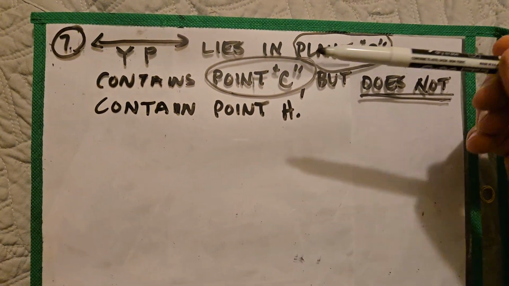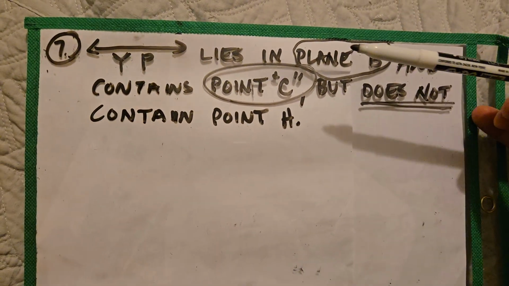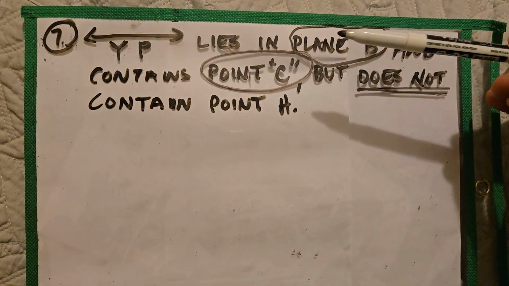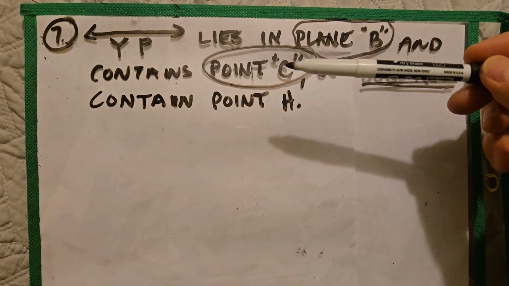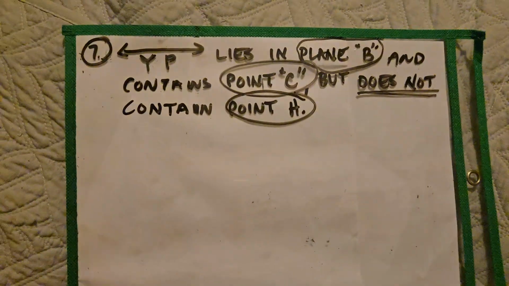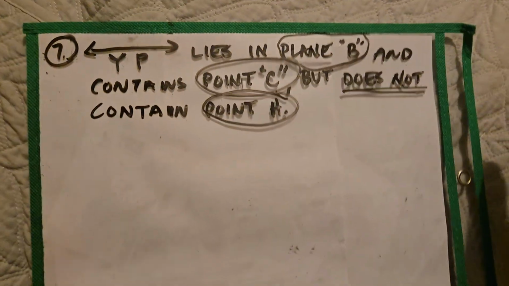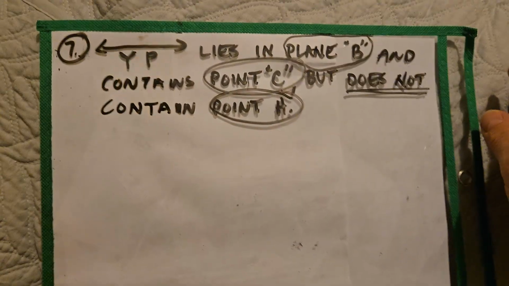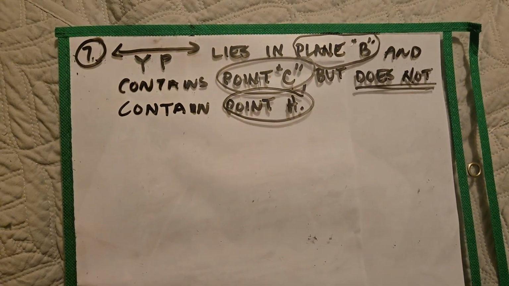All right, so do you notice what I did? Just like we did in geometry, I actually circled some key information. Plane B, point C, and let's go ahead and circle point H also. All right, so the idea of this homework assignment is we're supposed to draw this stuff. So we need to know what is what.